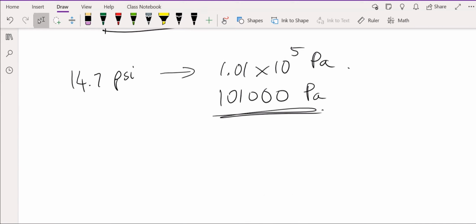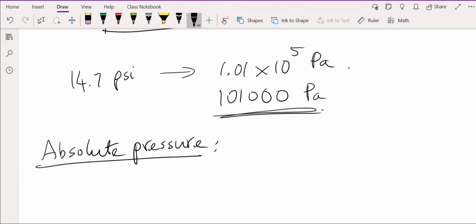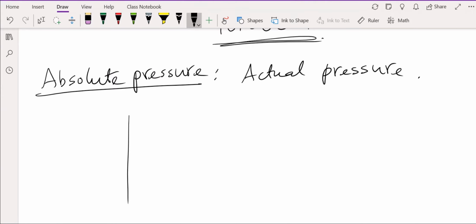Now the next concept is absolute pressure. Absolute pressure is the actual pressure. Actual pressure. So let me go back to the beaker of water.